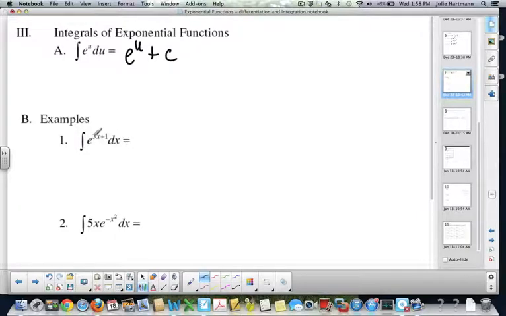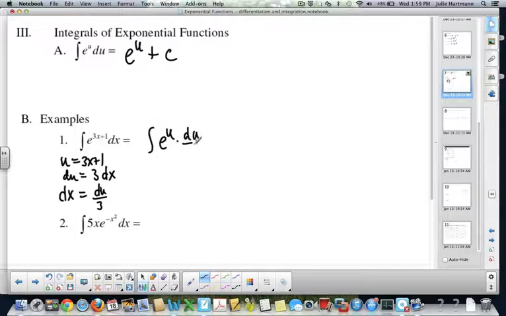Remember, when you do the derivative, you've got to do the derivative of the inside. So here, when you do the integral, you have to use u substitution. u equals 3x plus 1, so du is 3 dx, and dx is du over 3. So the integral of e to the u times du over 3 puts a 1/3 out in front. The integral of e to the u is e to the u, so you get 1/3 e to the u plus c.